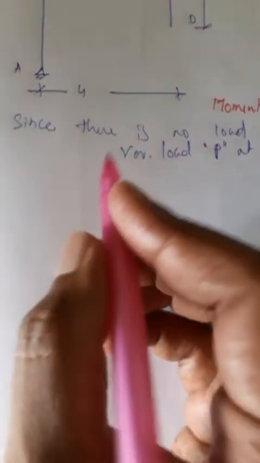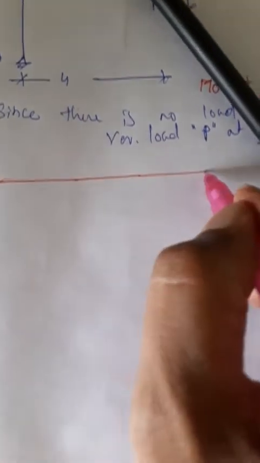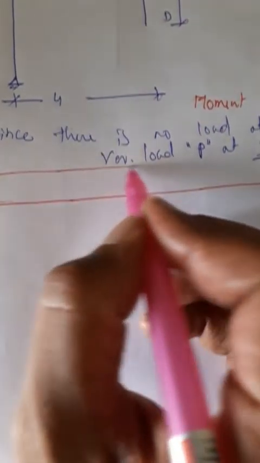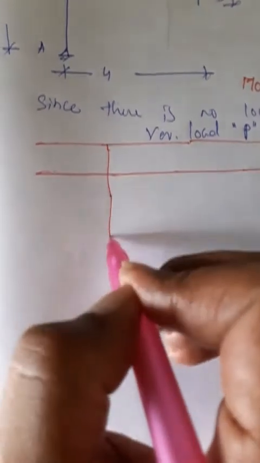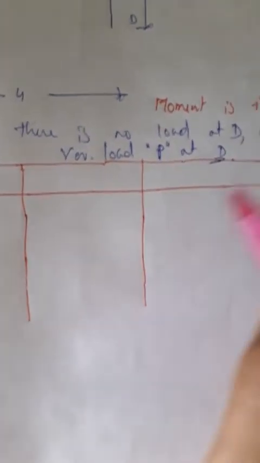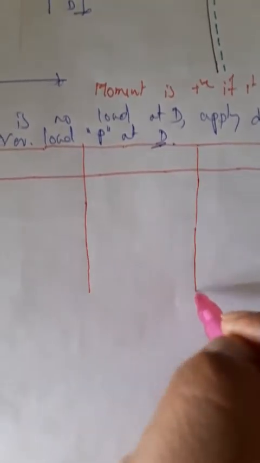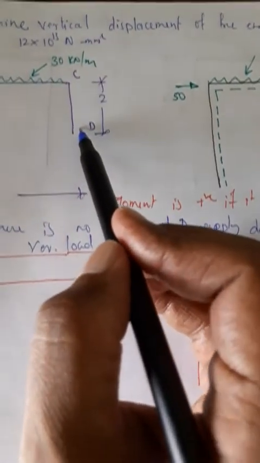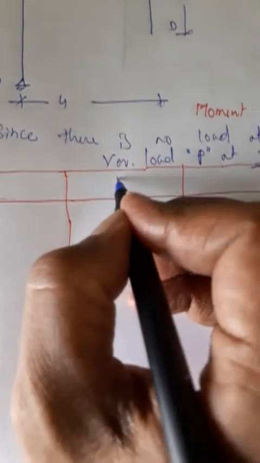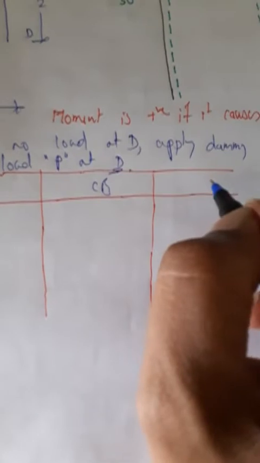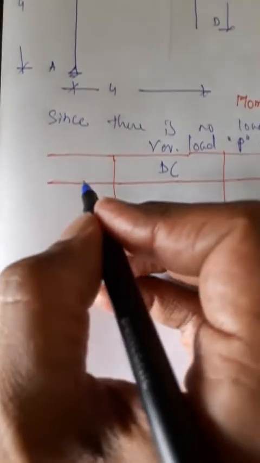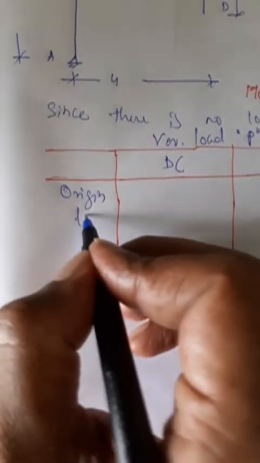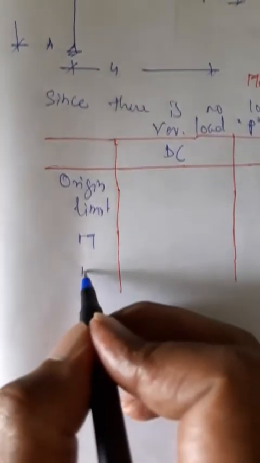Now let me put the table. Since there are three beams, three individual parts, let me write it like this. So start from here, from D: DC, CB and BA. Columns: origin, limit, M, EI.